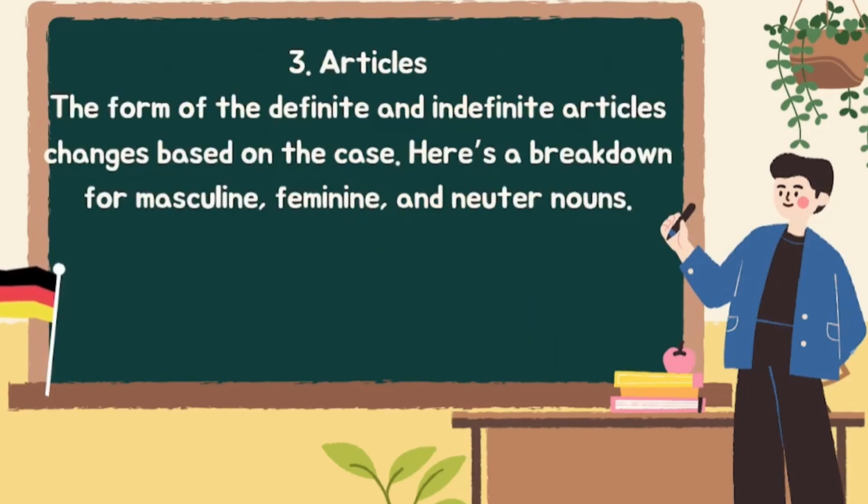The difference number three is articles. The form of the definite and indefinite articles changes based on their case. So here is the breakdown for masculine, feminine and neuter nouns. The article of a noun changes its form from nominative to accusative to dative. So I would like to make it clear by showing you this table.